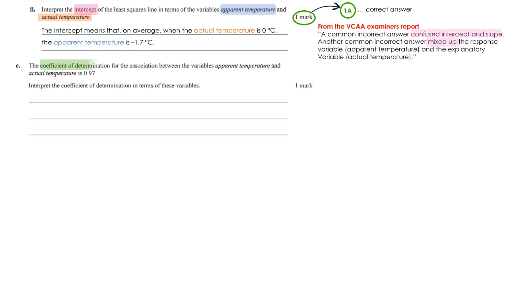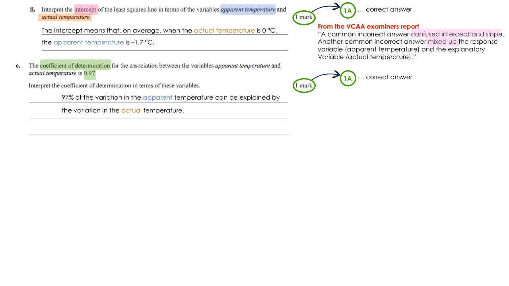In part C of this question, we are told that the coefficient of determination for the association between the two variables is 0.97, and we are asked to interpret the coefficient of determination in terms of these variables. This question is worth 1 mark, which is going to be an answer mark for the correct answer. The correct answer here is 97% of the variation in the apparent temperature can be explained by the variation in the actual temperature.